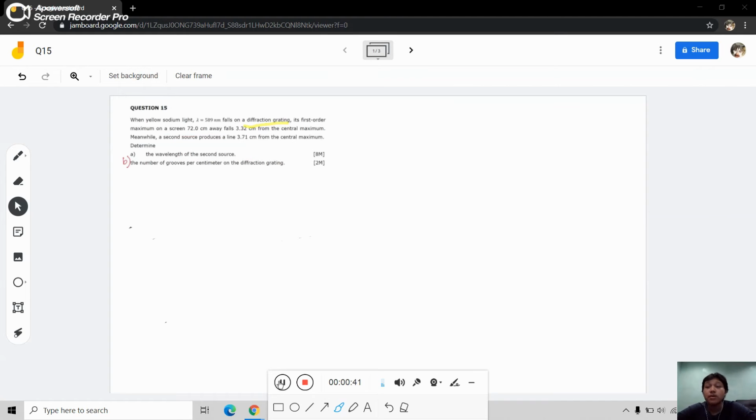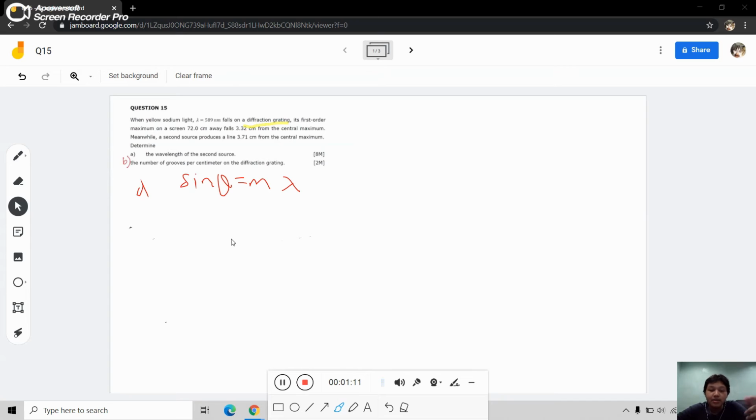Now looking at the question, it is already stated that it is diffraction grating, so this is going to be a sine theta equals m lambda. We have all the values. We have the first source values, the y and the L. The y is the bright fringe to the central maximum, and the L is the 72 cm from the screen, and the wavelength was the first source. We're trying to find the wavelength of the second source. We don't know the lambda value of the second source.